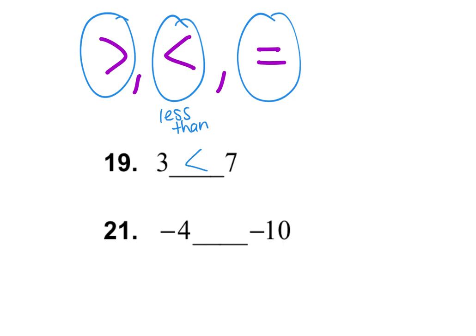Now, how a lot of students like to think about it is they draw a little alligator here. This is a mouth, and the mouth wants to eat whichever number is larger. So the mouth wants to eat the 7, okay? Because the 7 is bigger than the 3, okay? This symbol over here is the greater than symbol. So it's read as the number on the left is greater than the number on the right. And this is just an equal sign, okay?